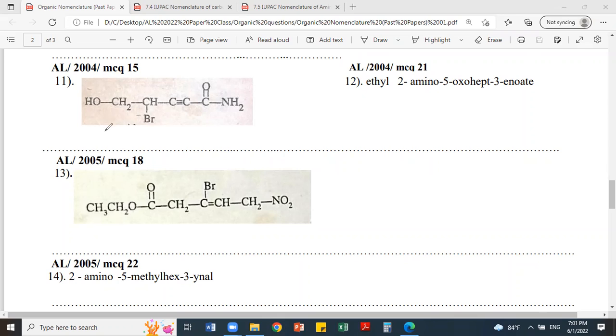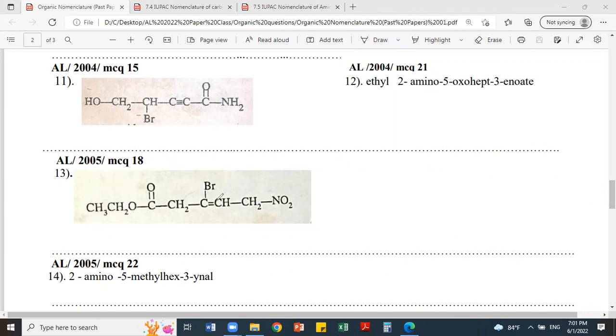That's really good. But these are careless mistakes, because you know it's alphabetical order. Bromo should come definitely, obviously, before hydroxy. Those things you know, but when you're writing in a hurry, yeah, that happens. So that we have to avoid.